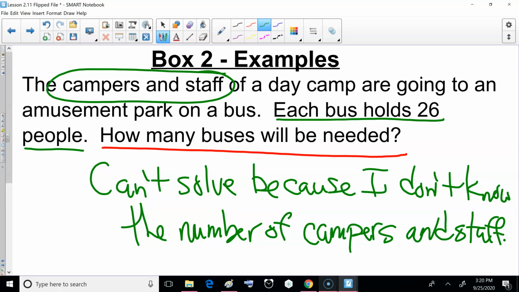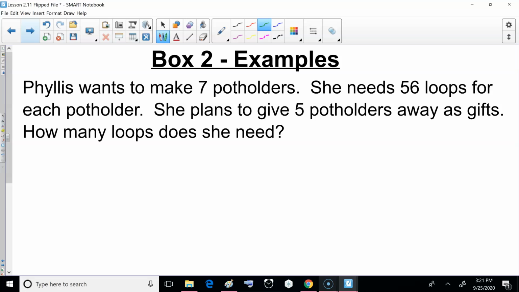So the first one had too much, this one had too little. It feels like it's Goldilocks here. Hopefully the next one will be just right. So we have box 2, another example.